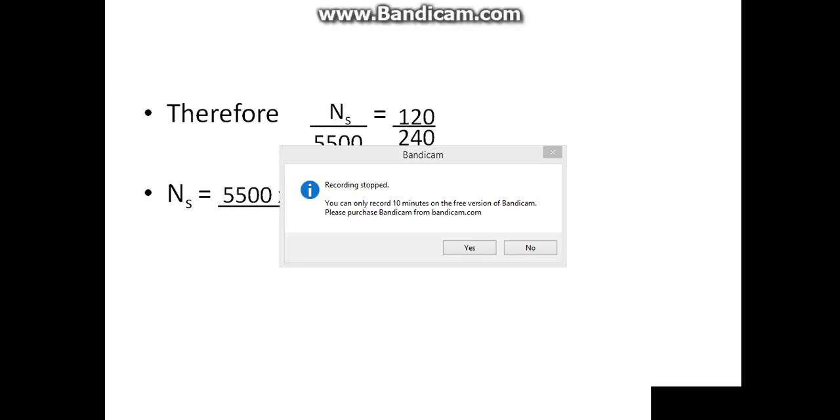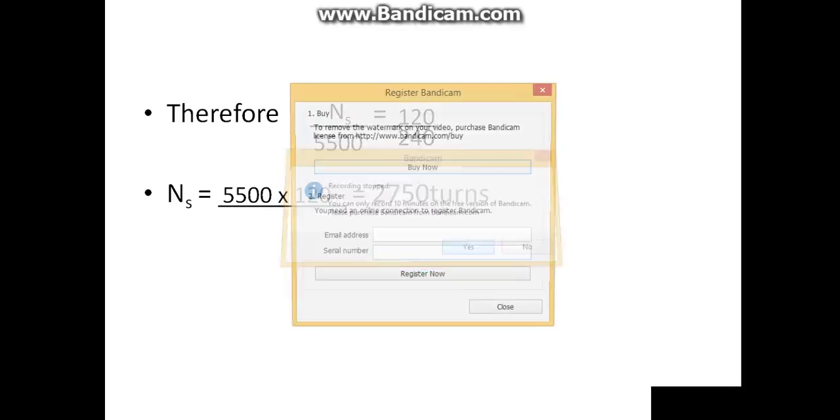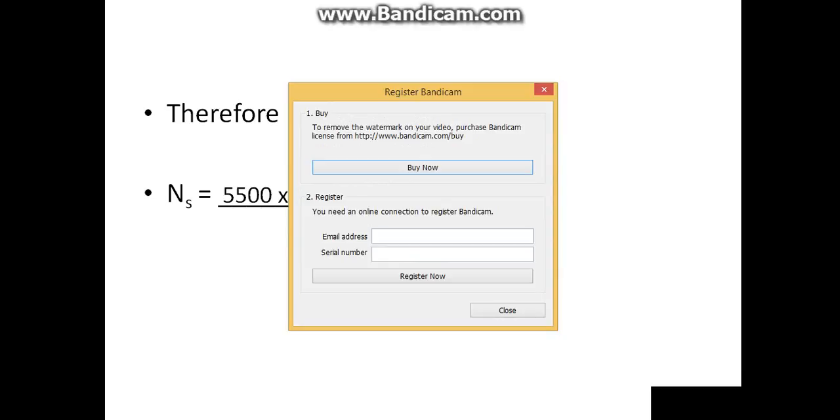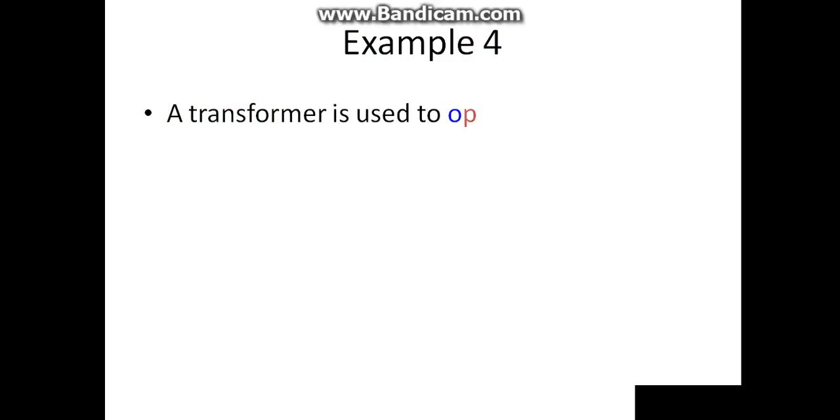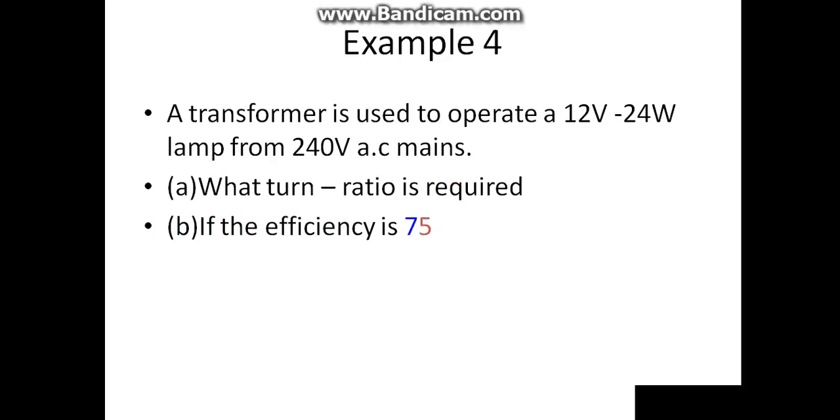Example 4. A transformer is used to operate a 12 volt, 24 watt lamp from 240 volt AC mains. A. What turn ratio is required? B. If the efficiency is 75%, calculate the power losses.